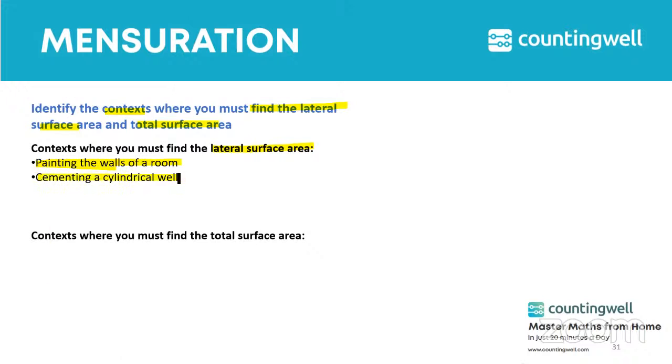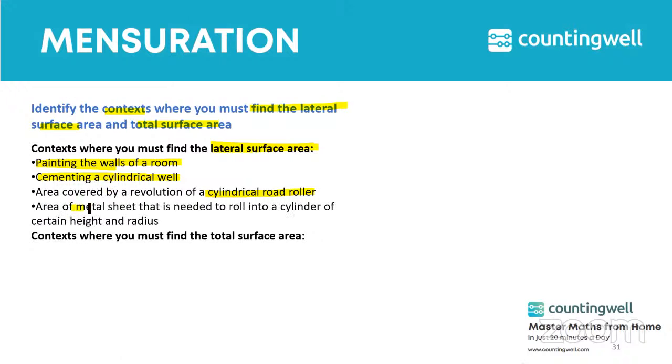Cementing a cylindrical well. For a well also, if you can see, the top surface is nothing but open and the bottom surface is nothing but the water surface. When you are cementing, you are only considering the cylindrical surface, the curved surface of the well. So here we are using lateral surface area. Next is the area covered by a revolution of a cylindrical road roller. So for a cylindrical road roller, we are only considering the surface of the roller and we have nothing to do with the bases of that roller.